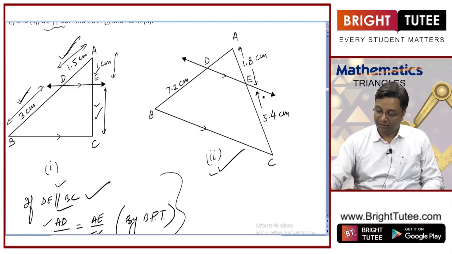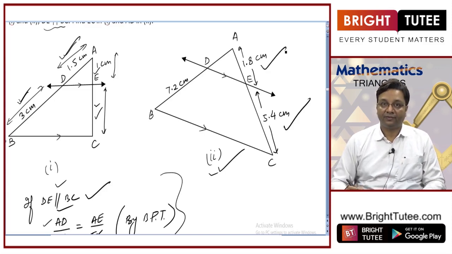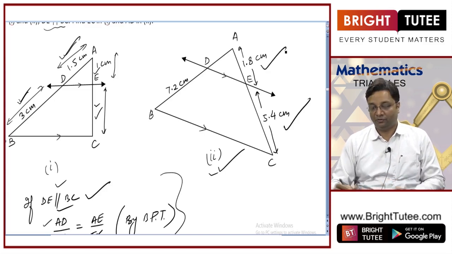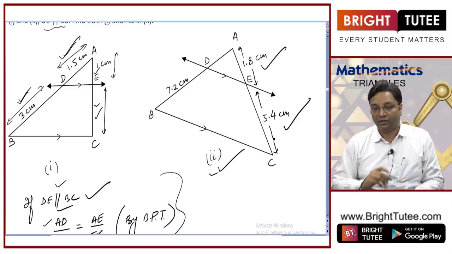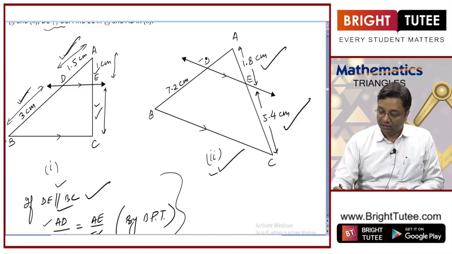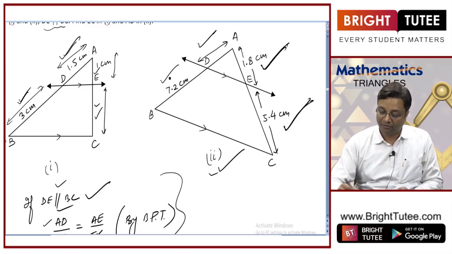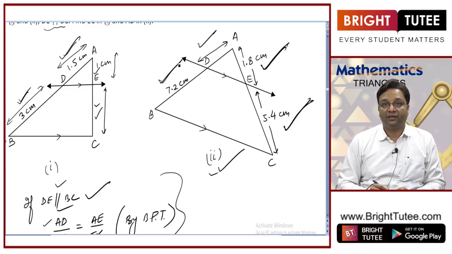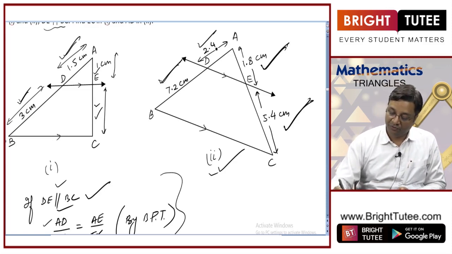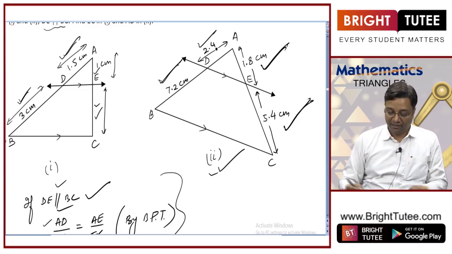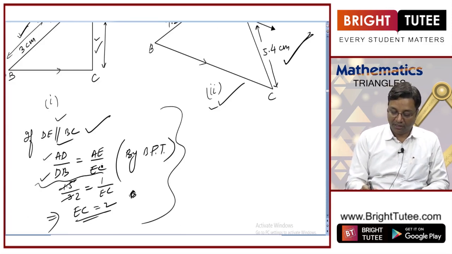Once you have written this, now you look at this. This is 3 times of this. 18 3s are 54. So 1.8 into 3 is 5.4, right? So this side will be 1/3 of this. Why? Because this is 1/3 of this. So this will be 1/3 of this, right? So this will be 2.4. Otherwise, you can follow this process up to this.